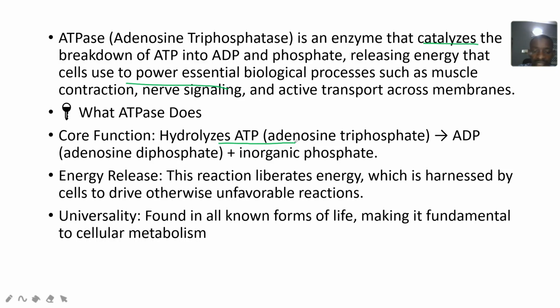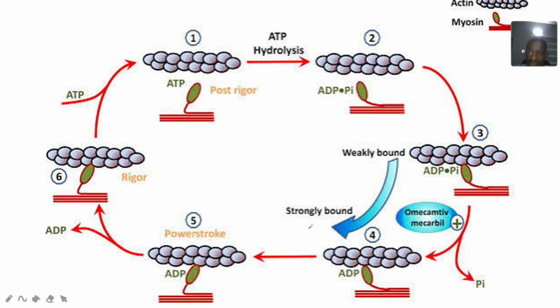So, energy release. The whole reaction liberates energy, which is harnessed by the cell and drives all that is unfavorable. It is found in all forms of life. So it's a fundamental unit of energy production in all tissues and cells. You can pause to observe this. So the whole conversion of ATP to ADP is by that enzyme.